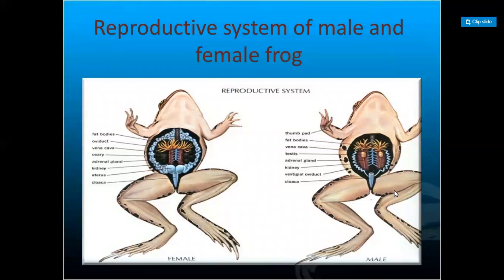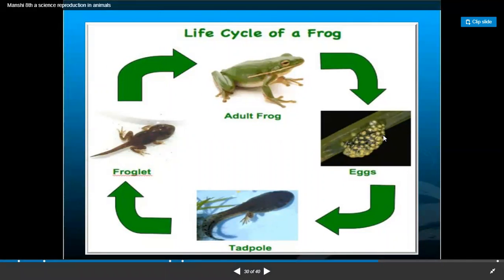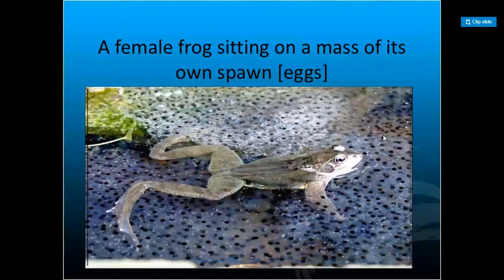That is the reproductive system, all male and female, because reproduction takes place in frogs also. That is the life cycle of a frog. Eggs to tadpole, then froglet, then adult frog. Then the adult frog again lays eggs. This full process is known as metamorphosis, right? You can see here a female frog sitting on the mass of its own spawn eggs.